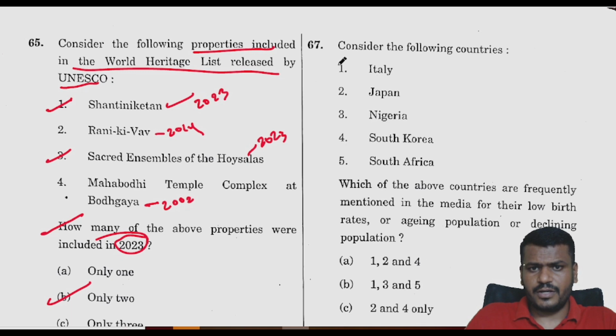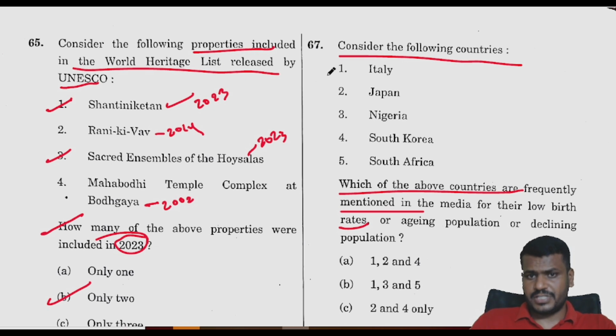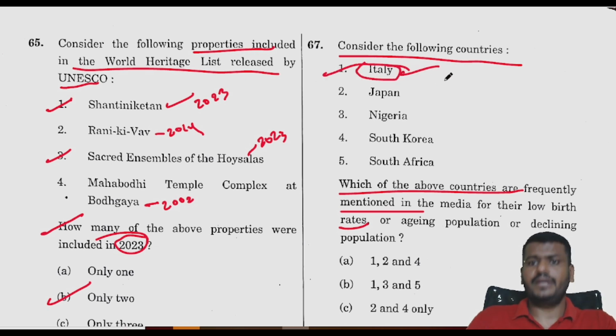Consider the following countries. Okay, what is the question? Which of the above countries are frequently mentioned in the media for their low birth rate? See, even today it is mentioned in The Hindu. Italy, recently it was in the news in January: for the last 3 months, no new baby was born in Italy. That's why it was in the news. Definitely Japan. Again, today's newspaper only.